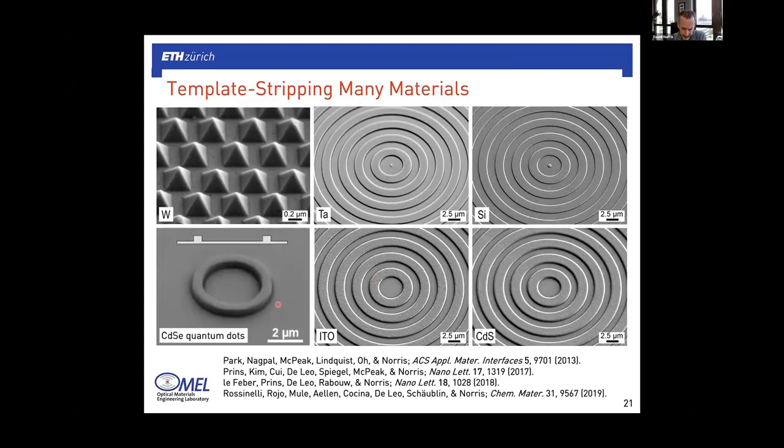And then finally, more recently, we've used template stripping on solution processable materials. So these are some colloidal quantum dots that were basically deposited in solution, then filled a silicon template that had a little ring in it. And then when we strip it off, we get this little micro ring of quantum dots that we've demonstrated as a micro ring laser.